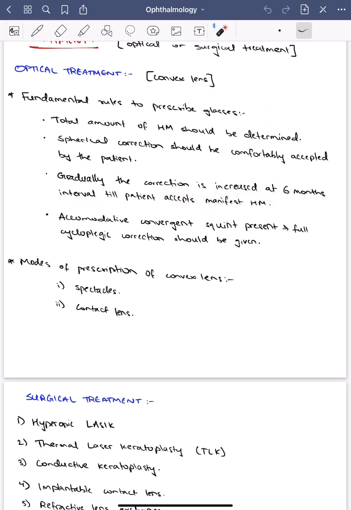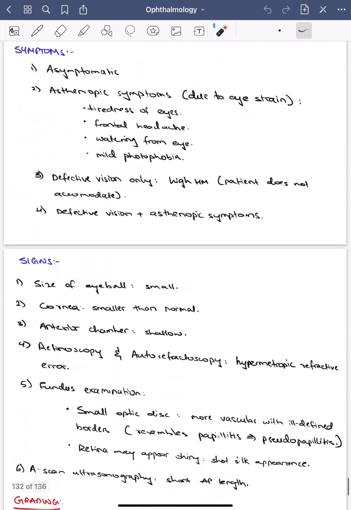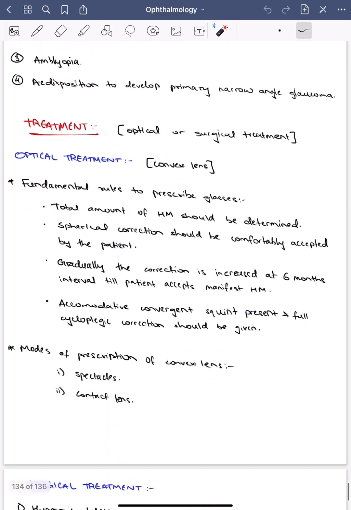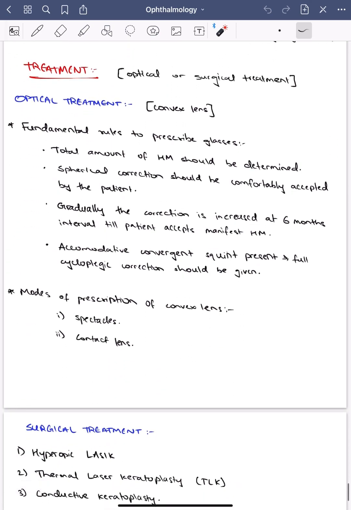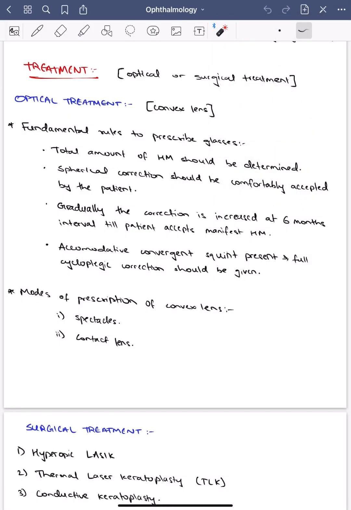That is, manifest meaning the inherent tone of the ciliary muscle does not correct hypermetropia. Okay, so until the patient accepts manifest hypermetropia, the power correction is increased at 6 months interval. And fourth is that if accommodative convergent squint is present, then full cycloplegic correction should be given. So these are the fundamental rules to prescribe glasses.